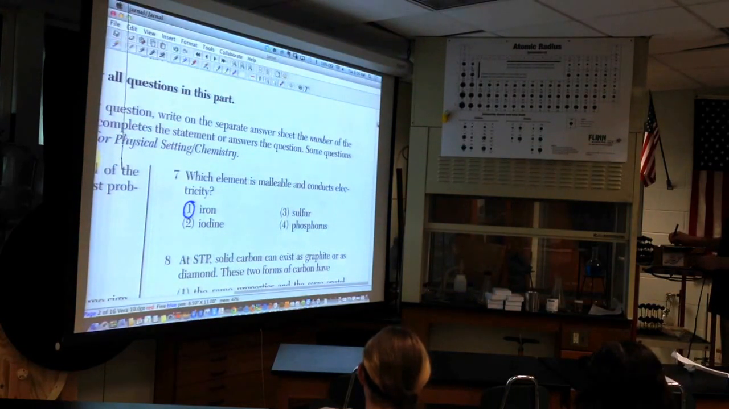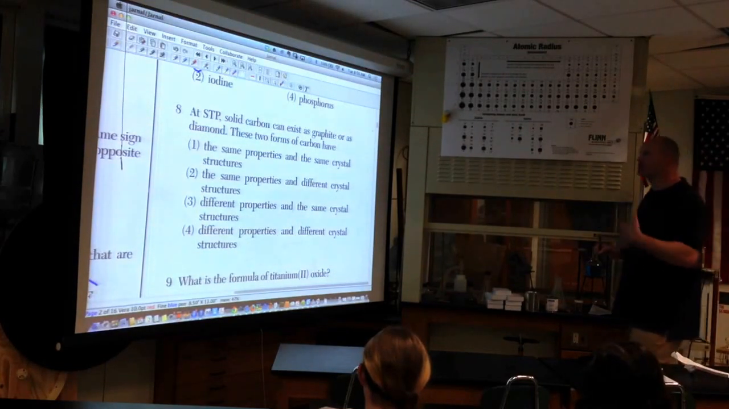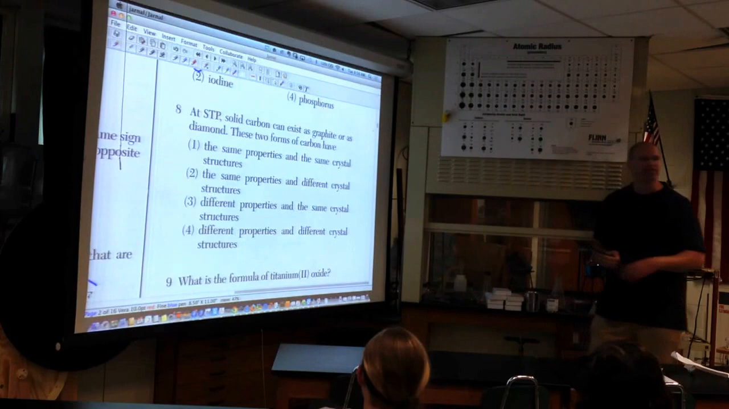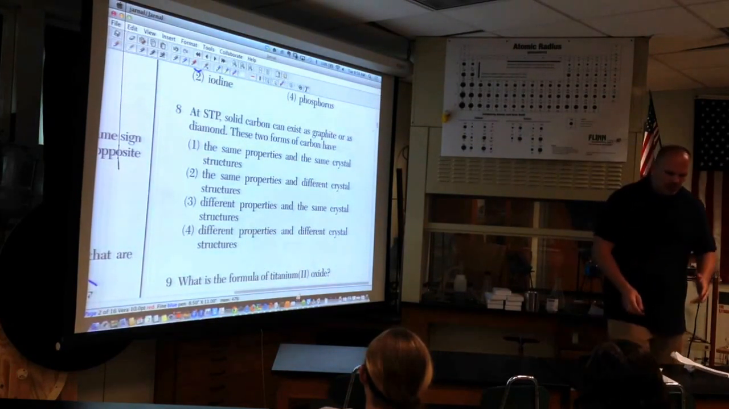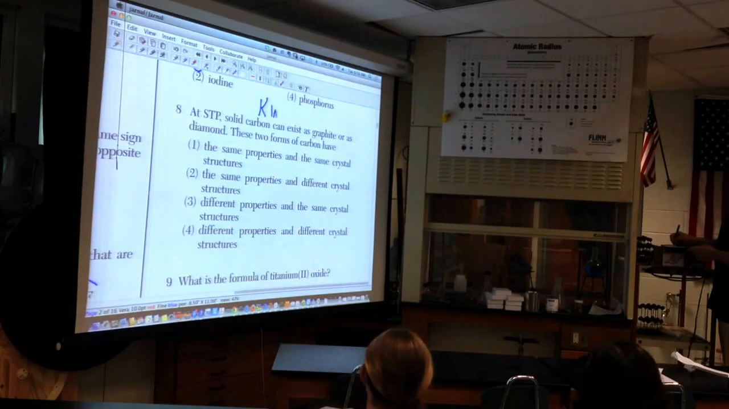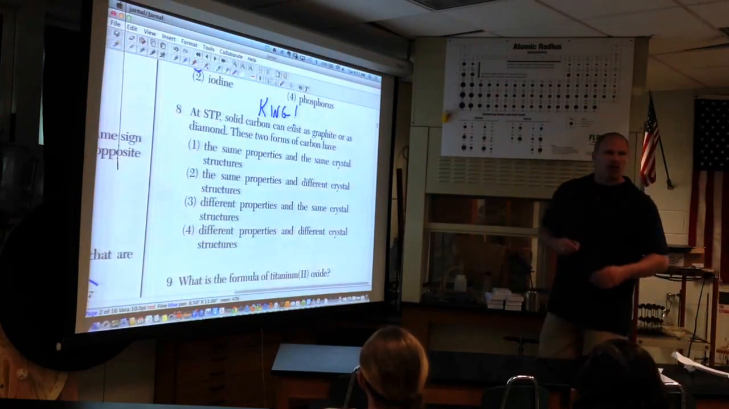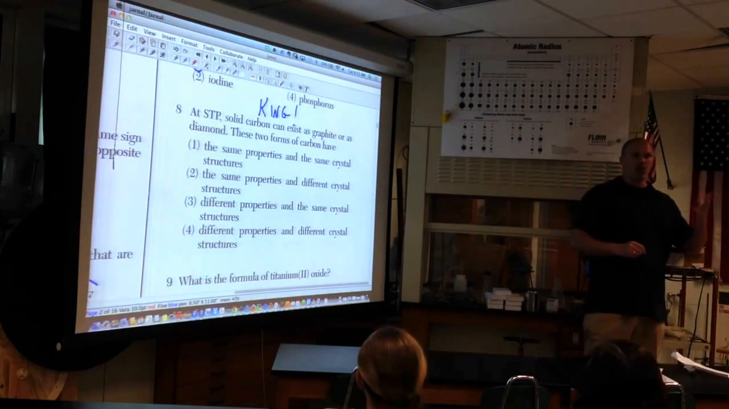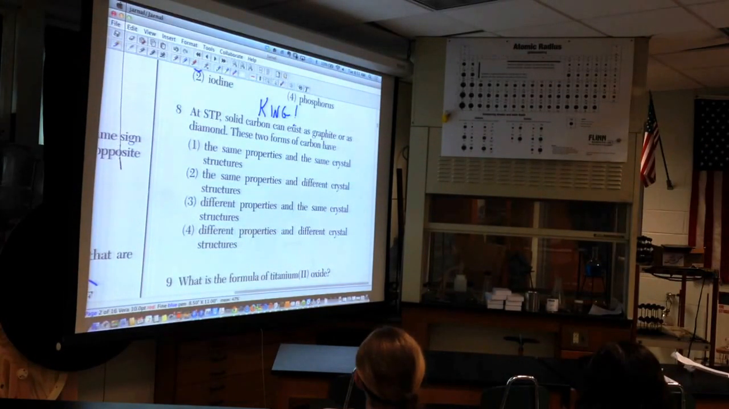Okay, number 8. At STP, solid carbon can exist as graphite or diamond. These two forms of carbon have what? Well, they have the same properties, same crystal structures. Let me help you. Structure is king in chemistry. You'll learn more about this in organic chemistry, but structure is king. What I mean is, you change the structure, you change the properties. I taught my kids that rubbing alcohol, isopropyl alcohol, and regular propanol have the same exact chemical formula, but because of the different structure, one is deadly and one isn't.